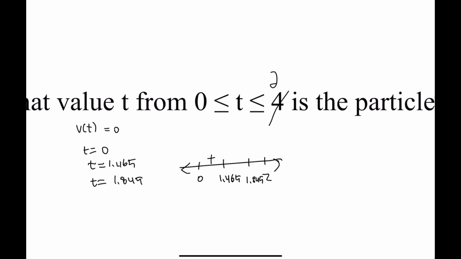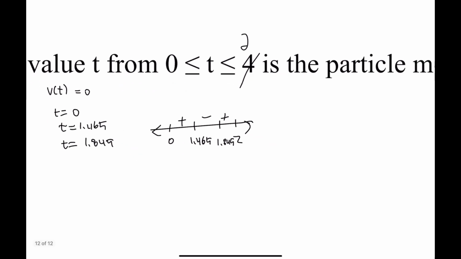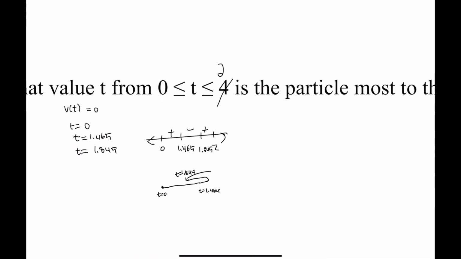And then from 1.465 to 1.845, the graph is negative, and it comes back to positive once more between 1.845 and 2. So it's like that, and we can see that from 0 to 1.465, the particle was moving to the right because it was positive. So it's like t equals 0, t equals 1.465. Then it's moving to the left, and after reaching t equals 1.845, it goes to the right side again. So it says, when is the particle most to the left?